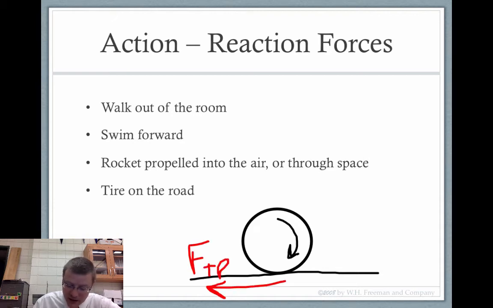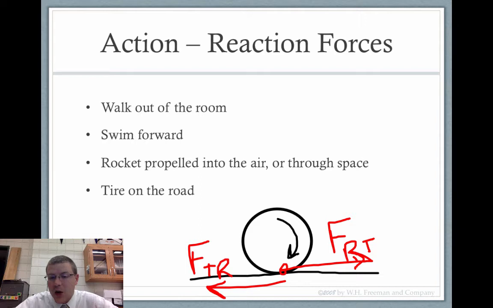That's tire acting on road, and the road then throws the tire forward. In all these scenarios, when you would draw a free body diagram of the object you're interested in, all you would care about are forces that are acting on the tire, not the tire acting on the road. You'd have to do a separate free body diagram for that.